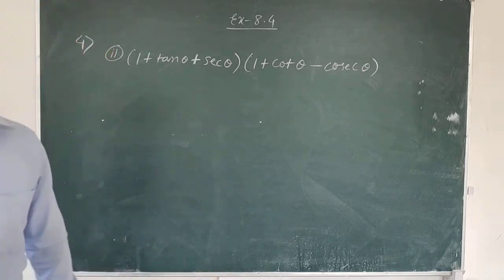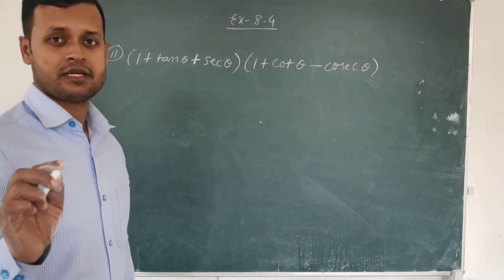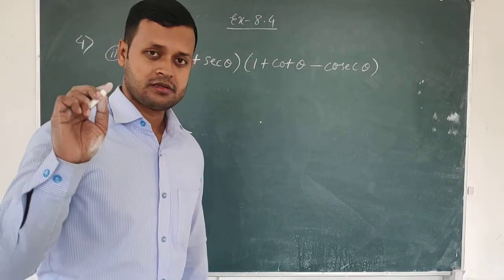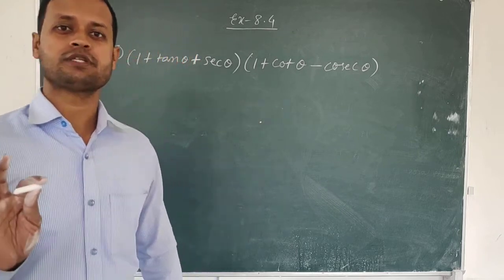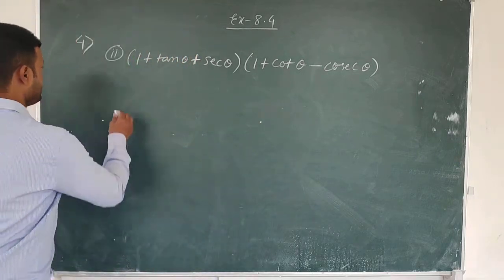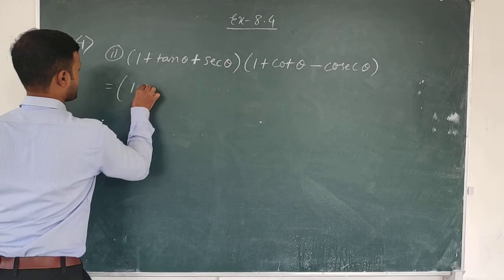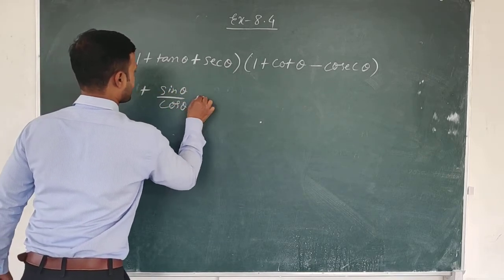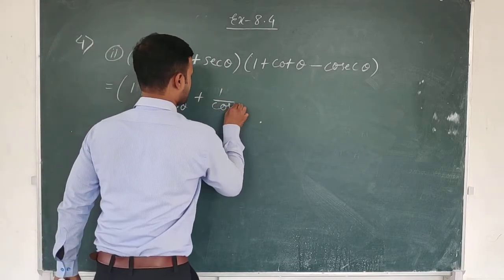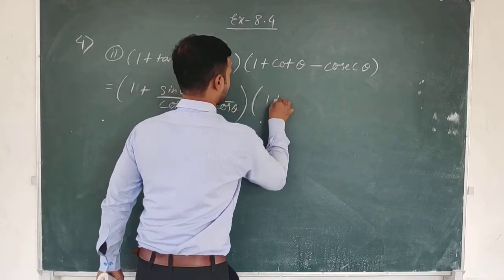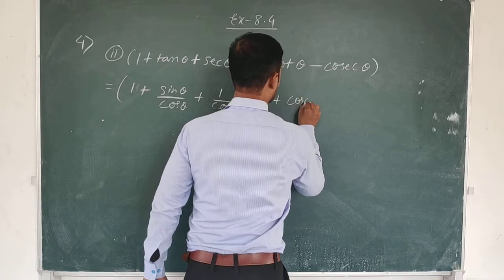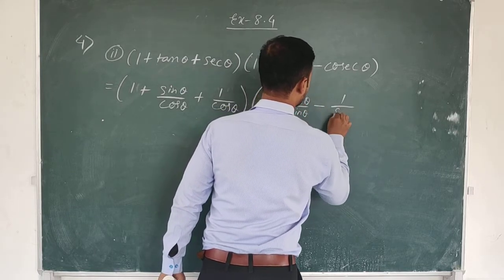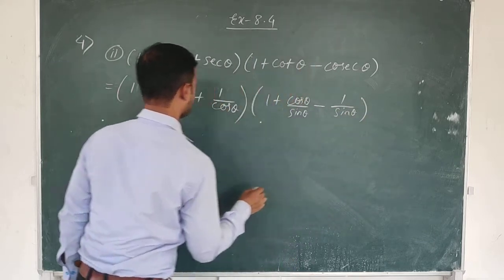So when you are solving such trigonometric identities, what you need to do is that most of the times it is very useful if you convert all the terms into sin and cos. Okay, so let us convert. You see, so 1 plus tan means what? Sin theta by cos theta, and sec means 1 by cos, isn't it? So 1 plus cot means cos theta by sin theta minus cosec means 1 by sin theta, isn't it?